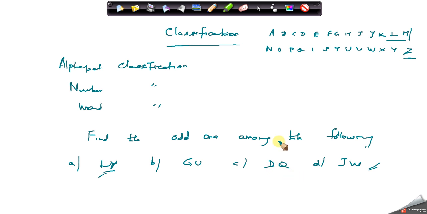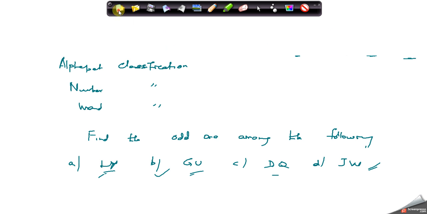And D and Q, D is there in this case, and then Q is the same place. Fair enough? J and W, this is the equivalent in this case, the same place. But if we see G and U, G is there, U is here. Therefore, this is the odd man out in this case. This is a simple example. Always you need to write it and then you can find it. Okay, we can see one more example for the alphabetic classification so that you can know the concept very well.